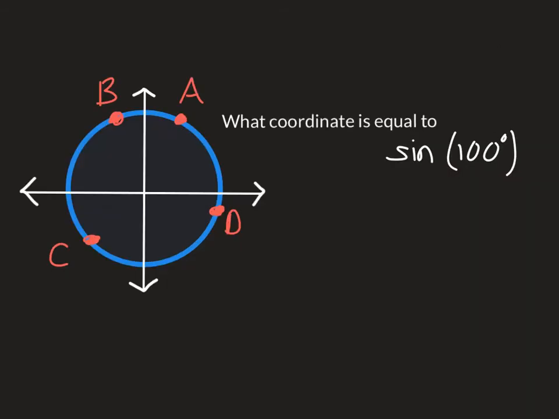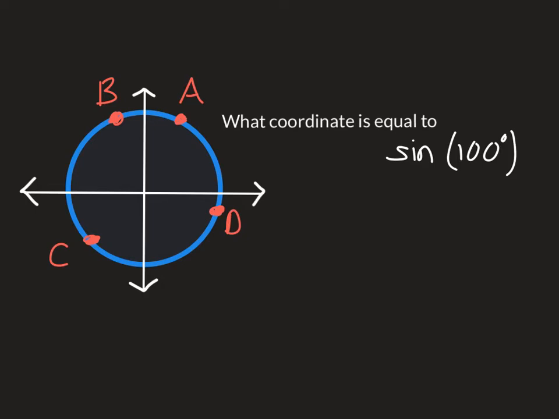So let's do some practice with this idea. I went ahead and drew a few points around the unit circle, A, B, C, and D. And let's see if we can answer this question. What coordinate is equal to the sine of 100 degrees?